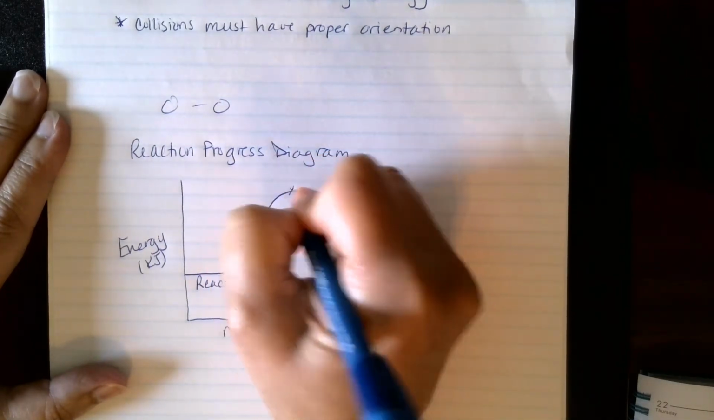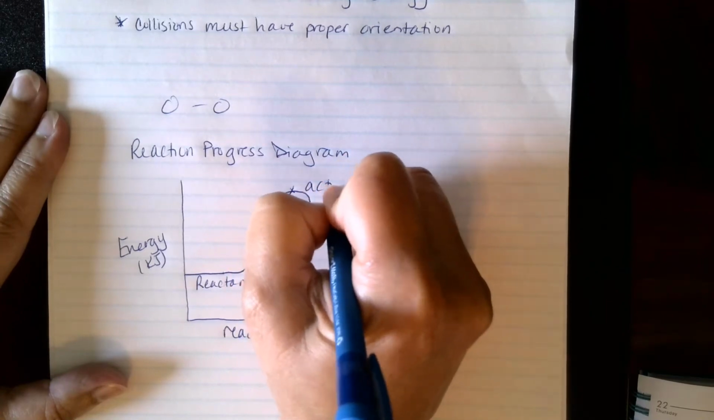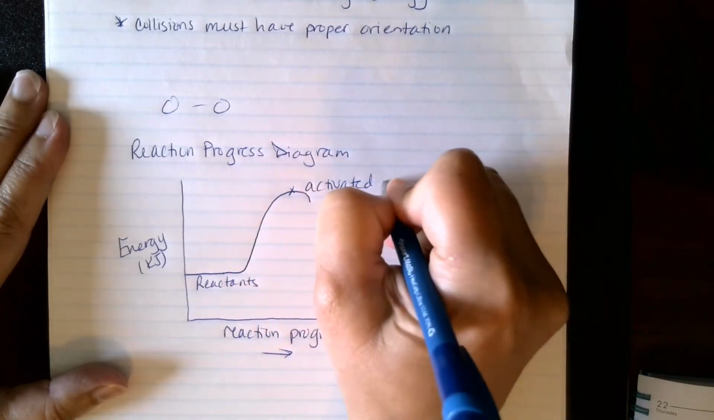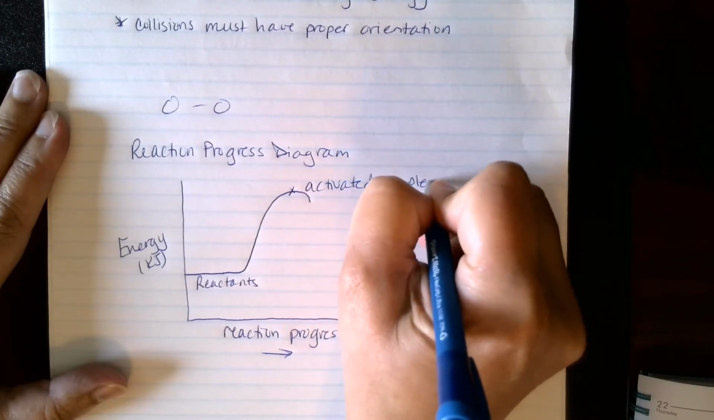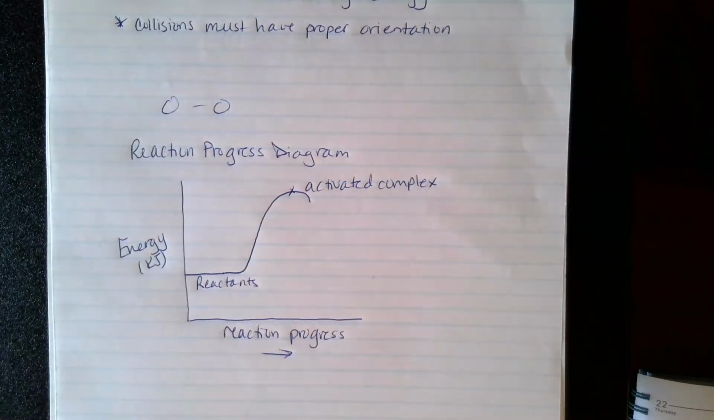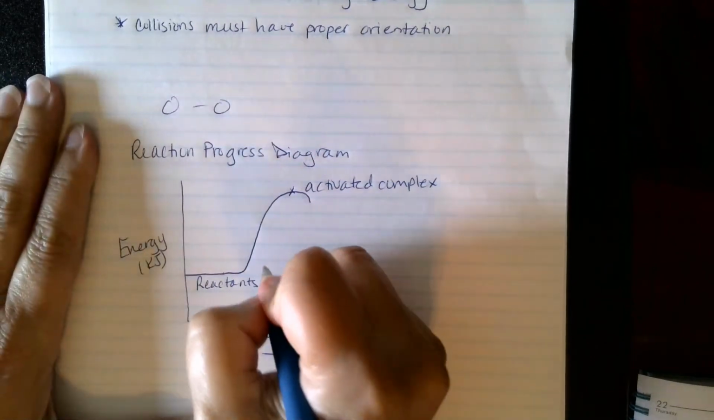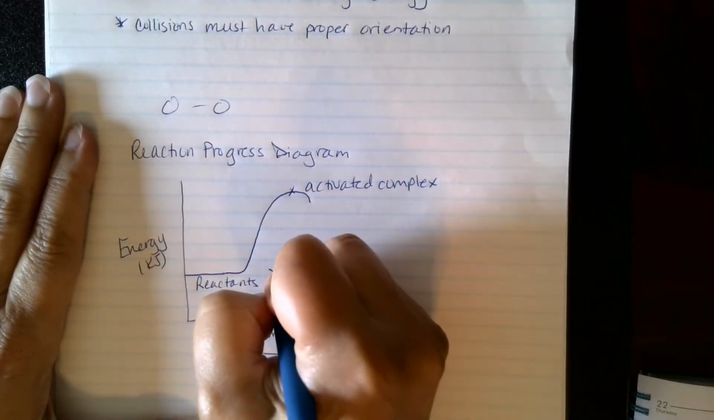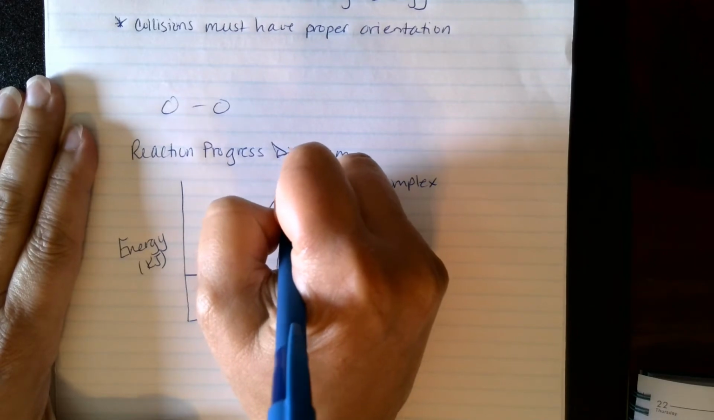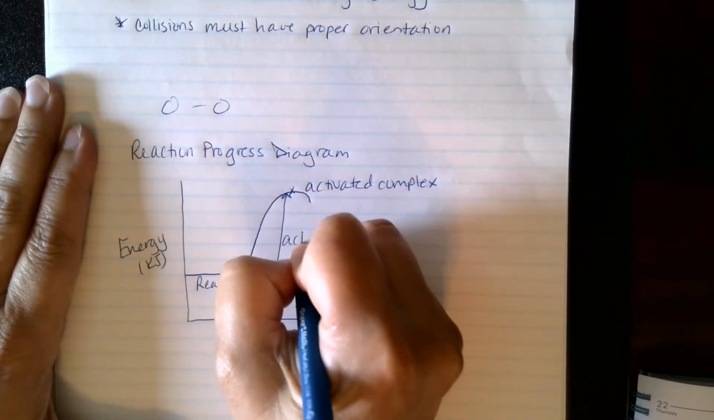And at the top here, this is called the activated complex. And the activated complex occurs when the energy that's required to break the bonds is the same as the energy that is released when I form the new bonds. So at that point, when those are equal, I form the activated complex, and that's at the top of that hill. Now the amount of energy between the reactants and this activated complex is called the activation energy.